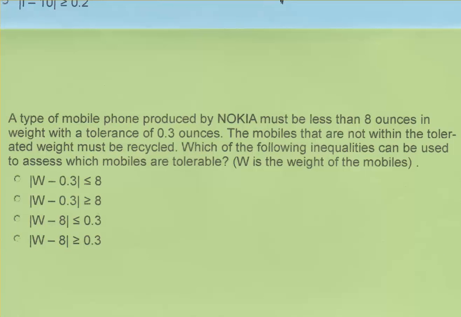The last one says a type of mobile phone produced by Nokia must be less than 8 ounces in weight with a tolerance of 0.3 ounces. The mobiles that are not within the tolerated weight must be recycled. Which of the following inequalities can be used to assess which mobiles are tolerable? W is the weight. So the thing that it has to be, it tells you right here, is 8 ounces or less.